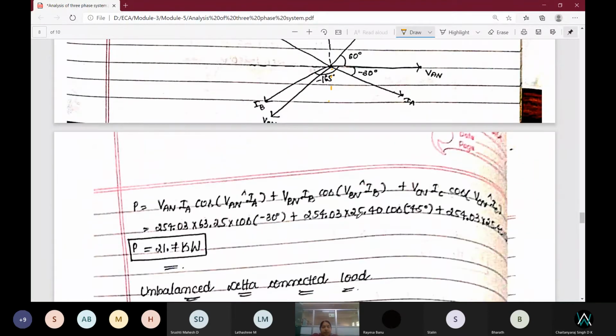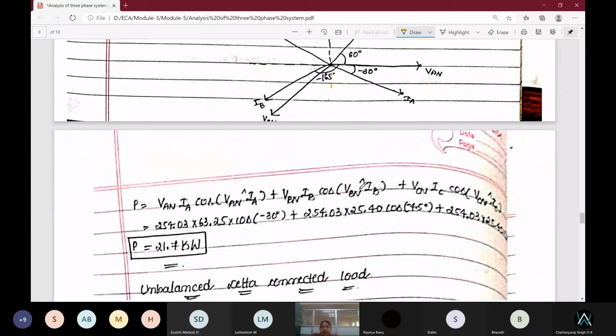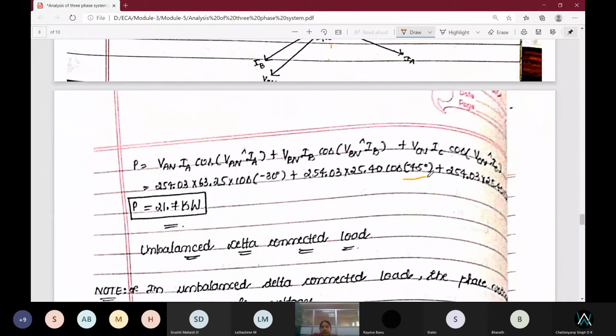Next, going on to find out the angle. The angle between VAN and IA is minus 30, that is written. Between VBN and IB. See, VBN and IB. IB is at 165. It is at 120. Minus 120 and 165 will get it as minus 45. That is written here. Okay, that is the angle that is shown here.